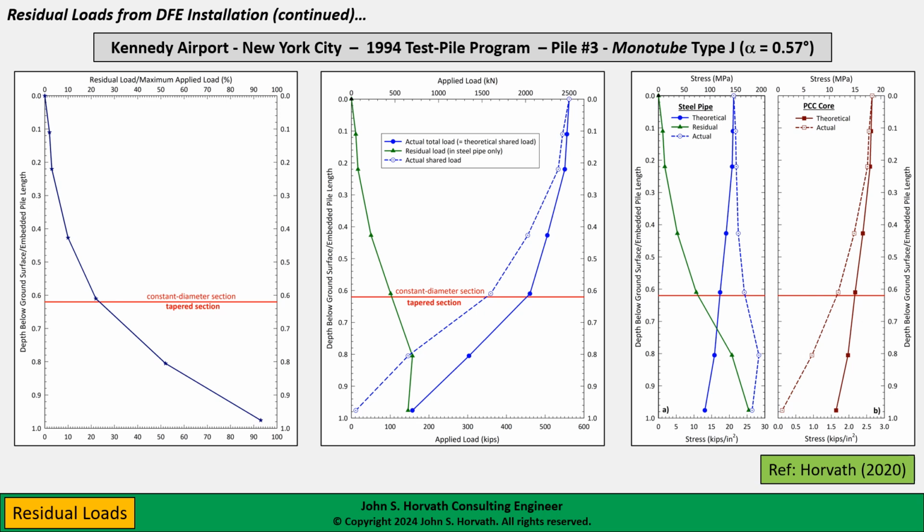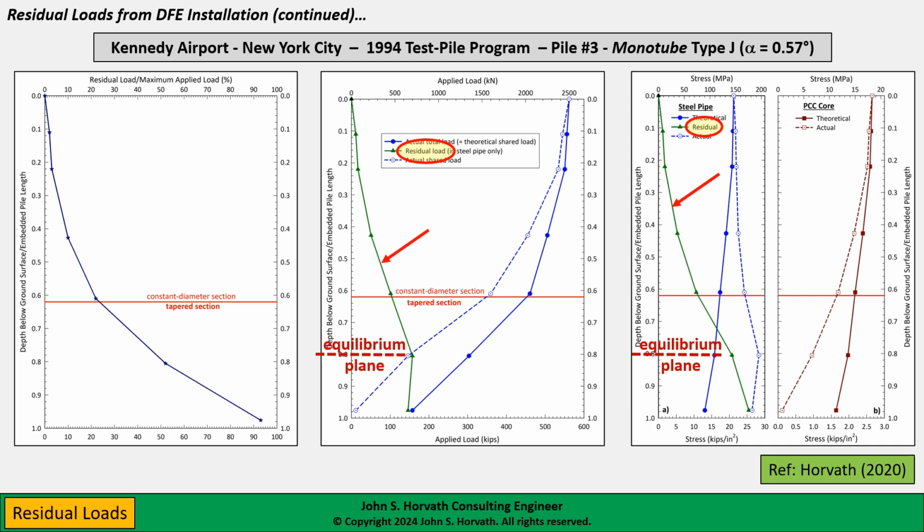Now these graphics look a little busy, so let me explain them a bit. What I'm showing you here is the applied load on pile number 3, again as a function of normalized depth. And here we see the transition from the constant diameter section to the tapered section. And over here I'm showing you the stress in the steel pipe and the stress in the concrete core. And here's SI units up here, imperial units down here. And the same thing here, SI units here, imperial units down here.